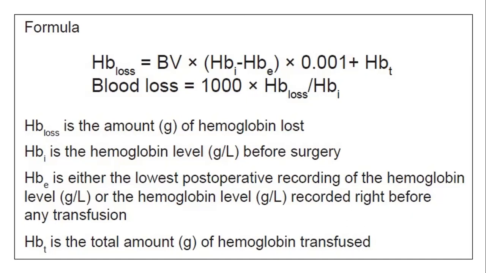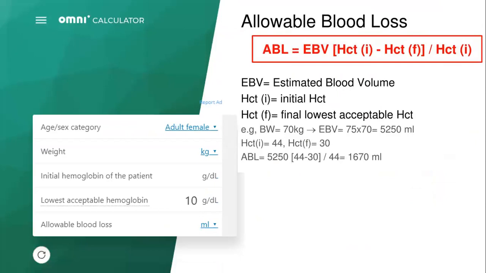Some of the anesthesiologists can depend on it when they want to calculate the amount of blood allowable during the operation, for example. And there are many websites that have calculators, like Omni Calculator, for example, as you can see here. You're going to enter the sex of your patient. Of course, for us, it would be female, her weight, the initial hemoglobin, and the lowest acceptable hemoglobin. That would be for us like 7. And it's going to calculate the allowable blood loss for you.